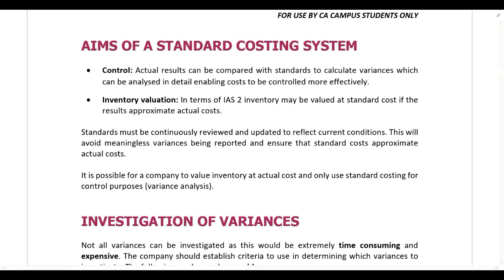Then, what are the aims of a standard costing system? So firstly, guys, standard costing can be used for control, or it can also be used for inventory valuation. So let's first talk about control in a bit more detail. With control, we can compare the actual results to the standard costs, and we can calculate variances, which can then be analyzed in detail, and then costs can be controlled more effectively. So in other words, standard costing can be used to calculate variances so that costs can be controlled.